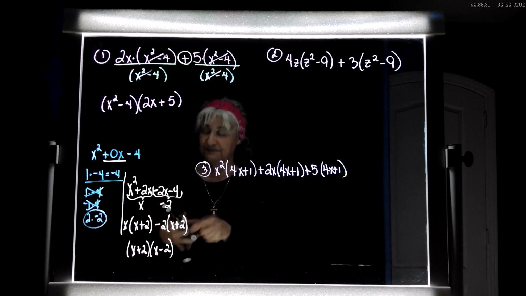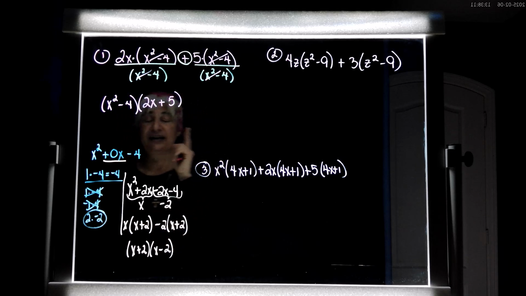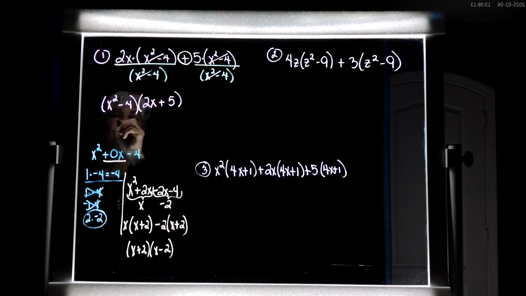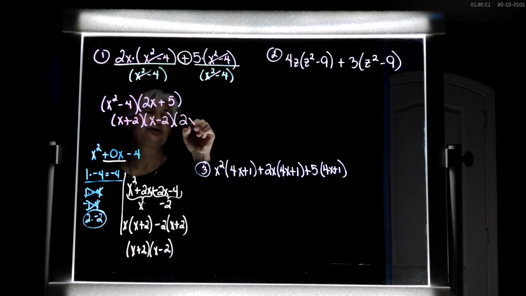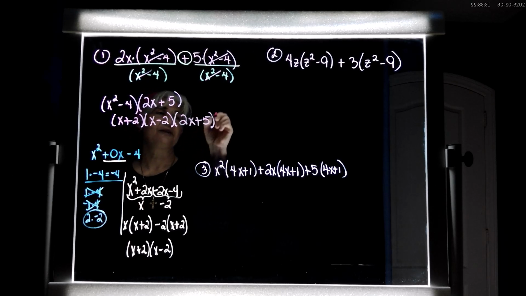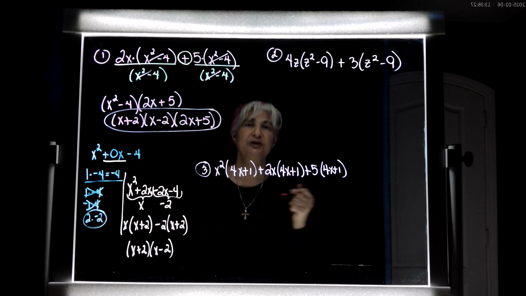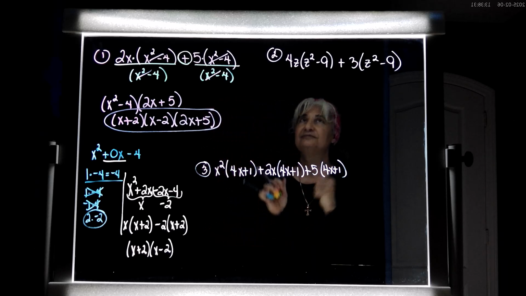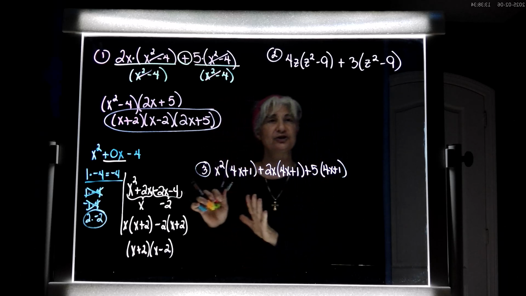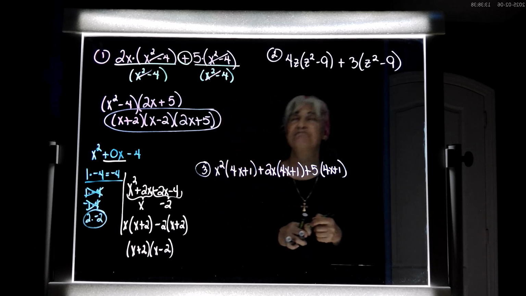So this answer keeps factoring. And the final factoring ends up to be the parentheses of x plus 2 times the parentheses of x minus 2 times the 2x plus 5. Here is the factored completely format of problem number 1. Cool? Excellent. Okay, just making sure you're good with it. Yes? Let's look at problem number 2.